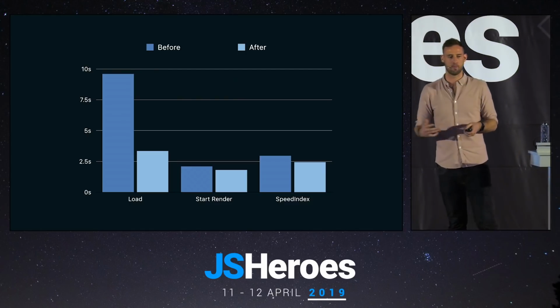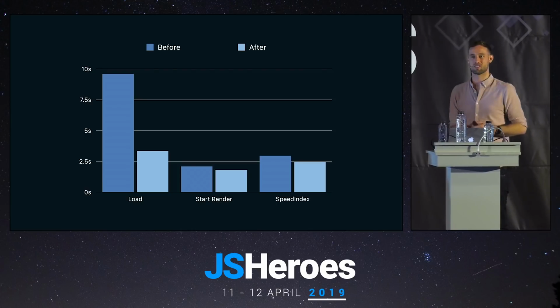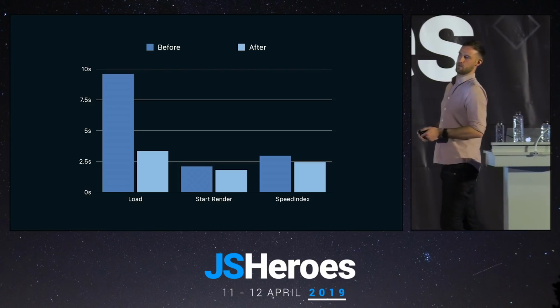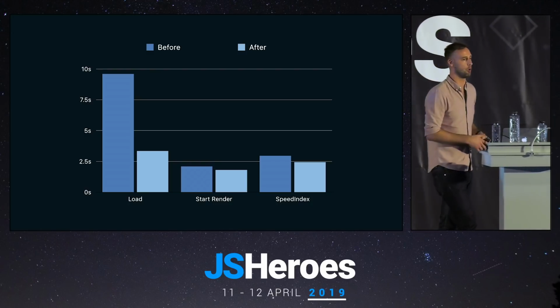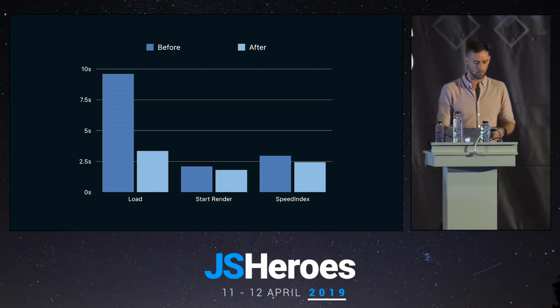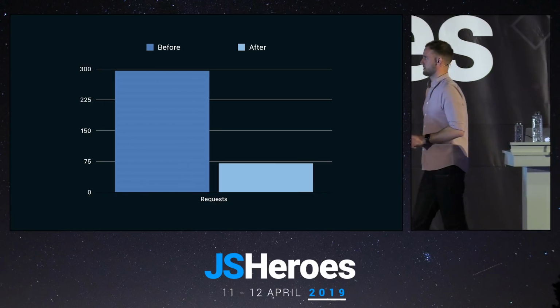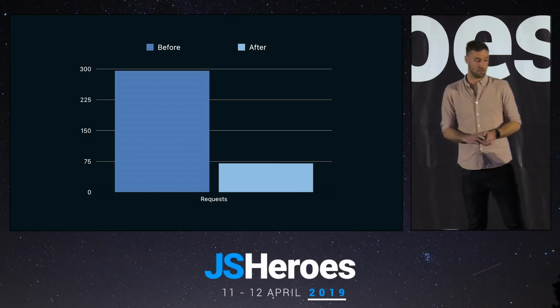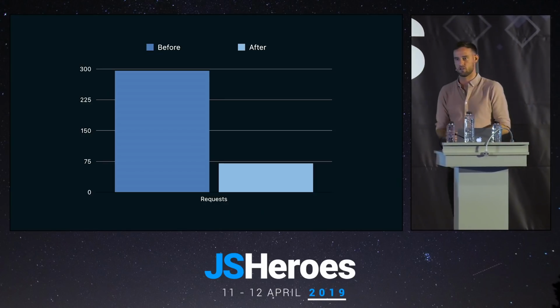However, slightly more optimistically, the delta between start render and speed index before and after is quite slim. What this tells me is that, very roughly speaking, most of these third parties are not blocking first render. So that's a little more optimistic. However, if we go and look at things like the number of requests, the number of requests was reduced by a factor of 4.2 just by removing third parties.